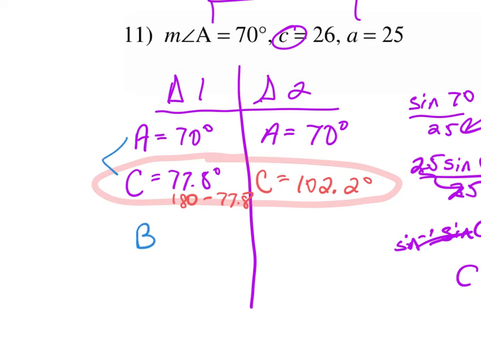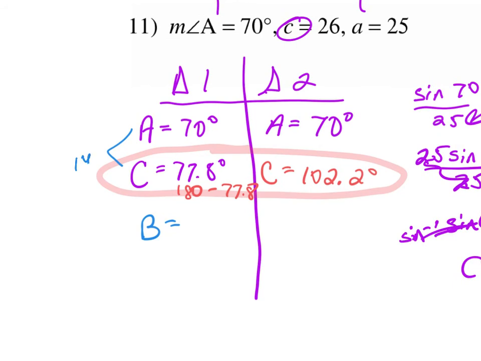Now, to finish your triangles, guys, if there are two triangles present, you can add up the two angles that you find, which would be 70 plus 77.8. I get 147.8. Can I take 180 minus that? Yes. So 180 minus 147.8, and I get 32.2 degrees.